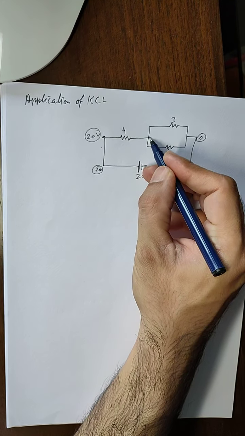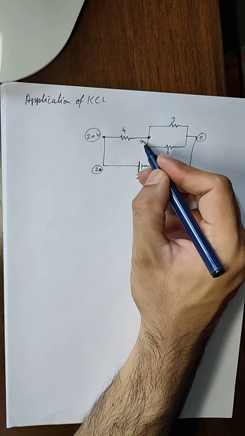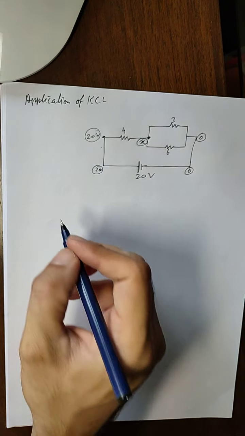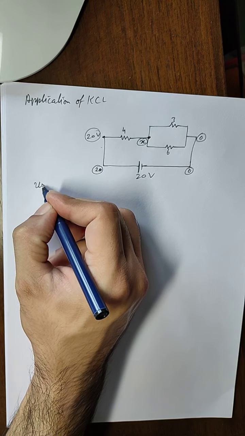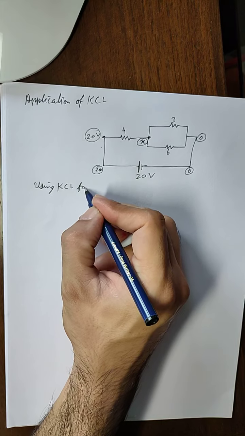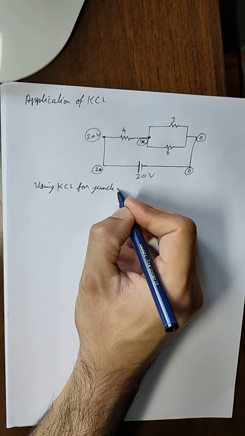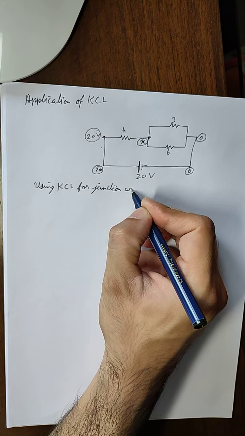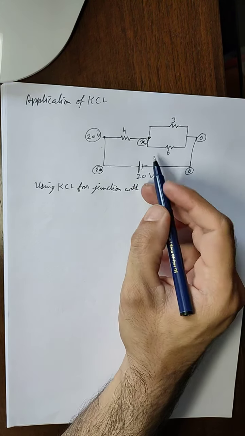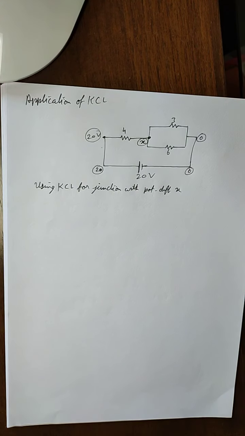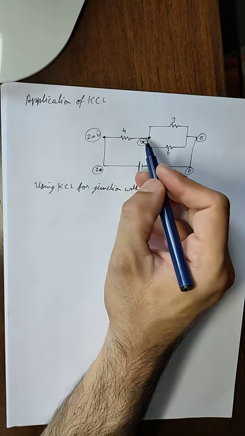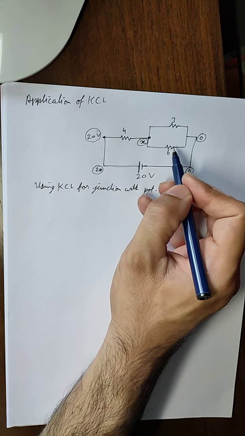Now at this junction we do not know the potential, so we can take it as X. Now using KCL for the junction with potential X, the current coming inward will be equal to the current going outward.